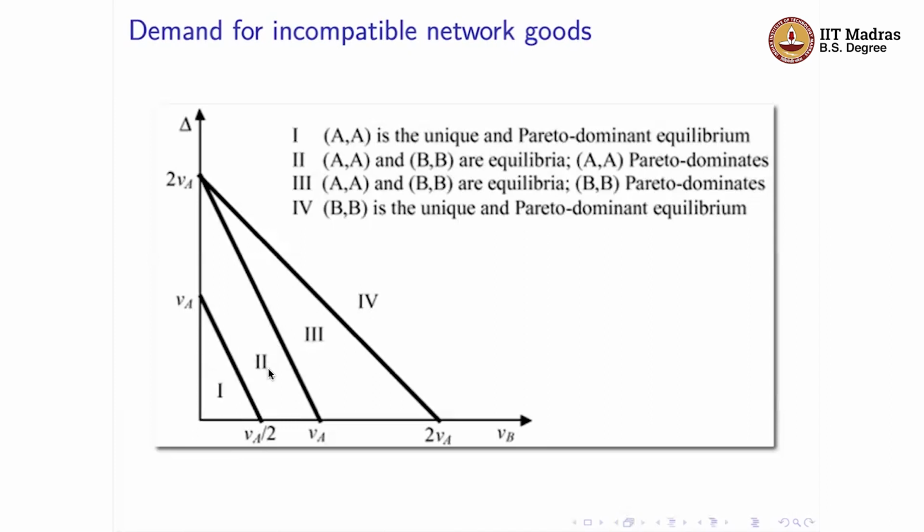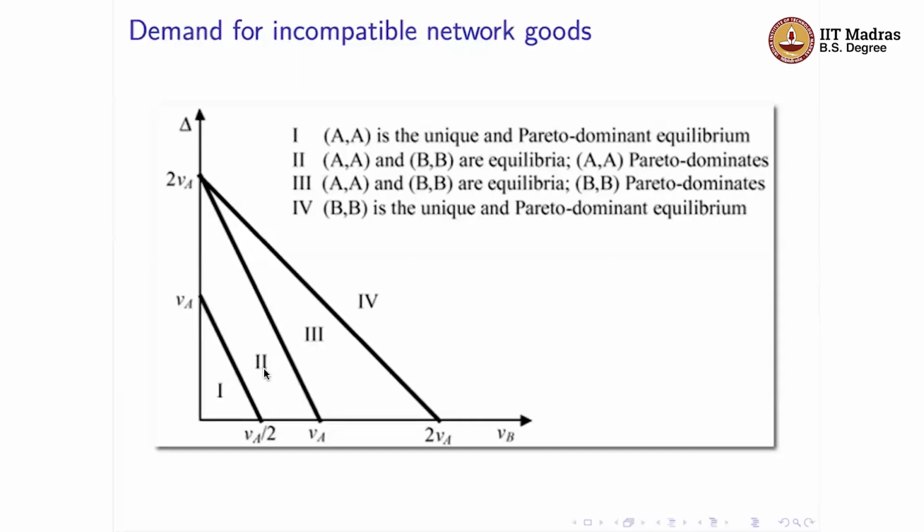So we discussed this already. But in region 2, AA is the Pareto dominant equilibrium, and in region 3, BB is the Pareto dominant equilibrium, right? So that tells us that in regions 2 and 3, there is some possibility of an equilibrium coming which is going to be inefficient, right?